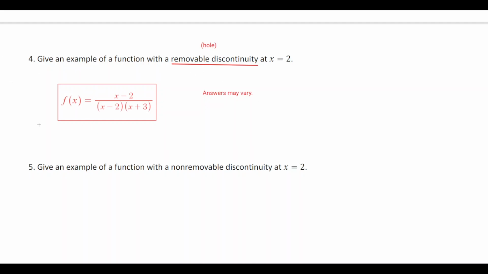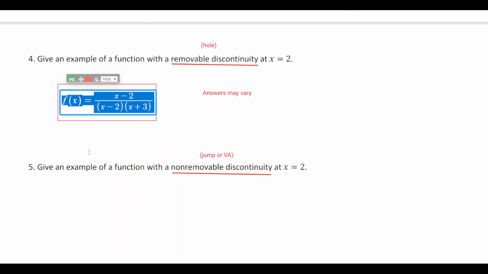For number 5, it says, give an example of a function with a non-removable discontinuity at x equals 2. So you have some options here. This non-removable discontinuity can either be a jump, or it can be a vertical asymptote. Really what you're looking for is a discontinuity where the left and right-hand limits are not the same. But the easiest ones to deal with are the jump or vertical asymptote.